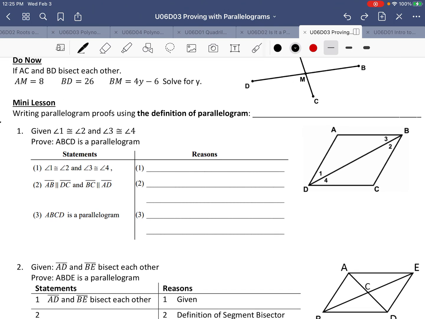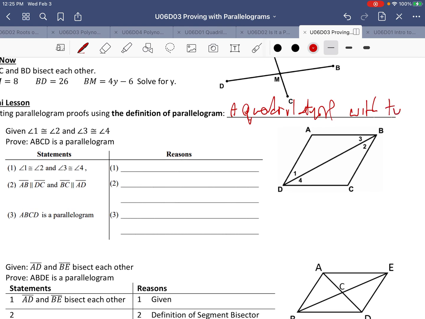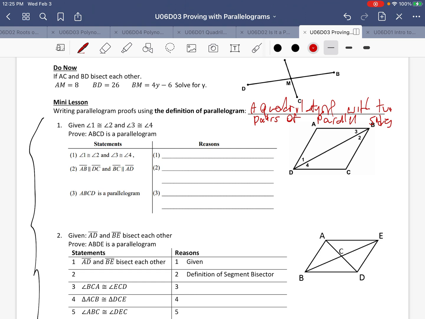Firstly, writing proofs using the definition of a parallelogram. So the definition of a parallelogram is that it is a quadrilateral with two pairs of parallel sides. So we are purposely trying to prove other things we know. We're going to try and use information that is given in order to prove that a quadrilateral is a parallelogram.